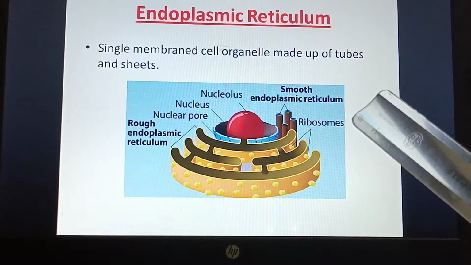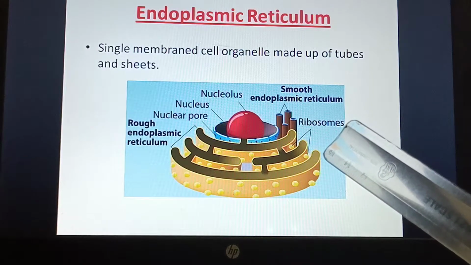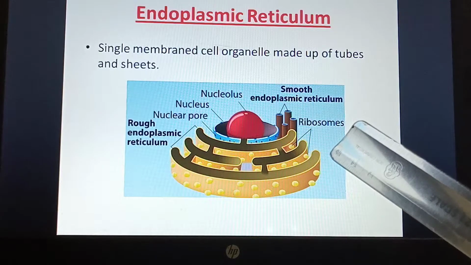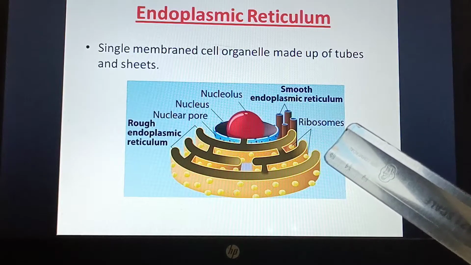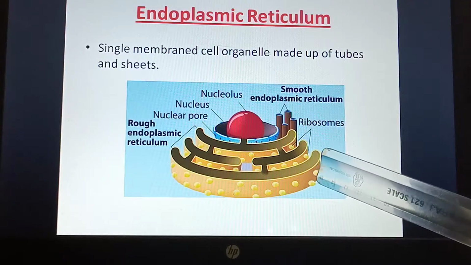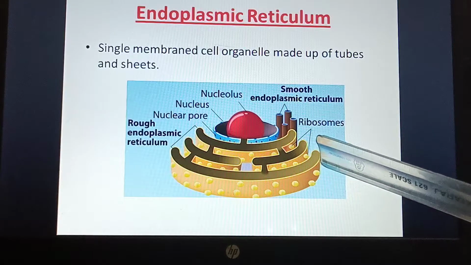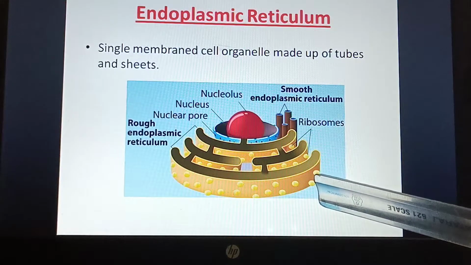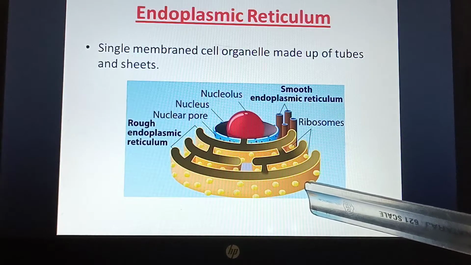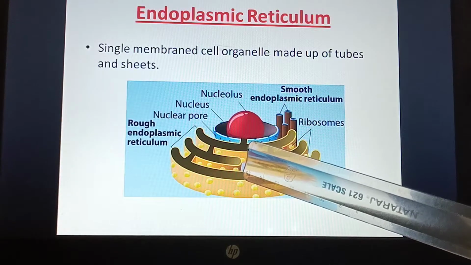Now, when we talk about endoplasmic reticulum, it is a single membrane cell organelle, and it is made up of tubes and sheets. So if you see the endoplasmic reticulum, it is like a network, isn't it? So it is a network of membrane. And the endoplasmic reticulum consists of two types, that is smooth endoplasmic reticulum and rough endoplasmic reticulum.